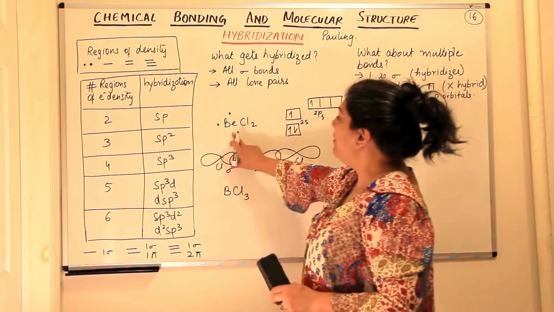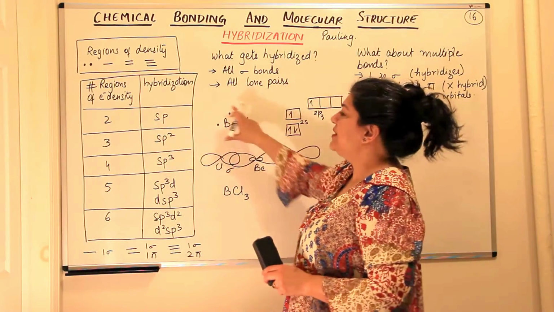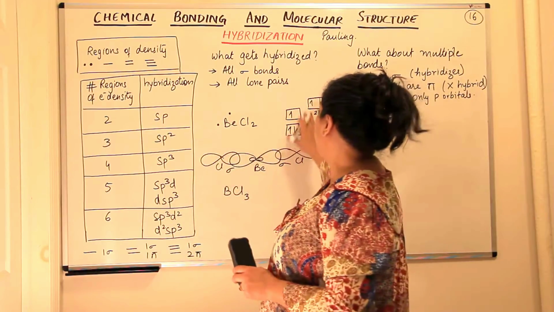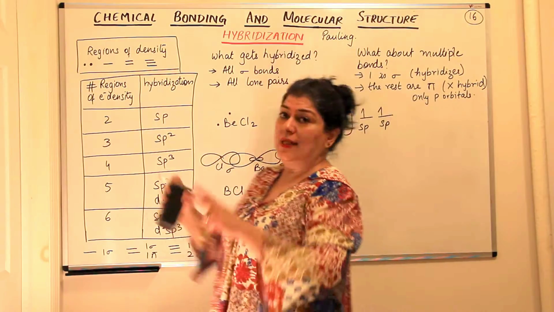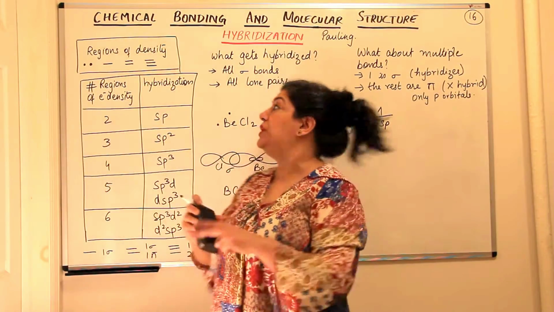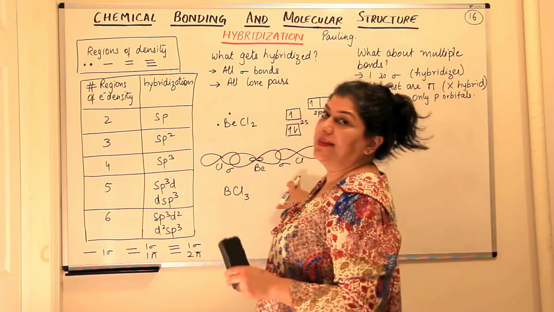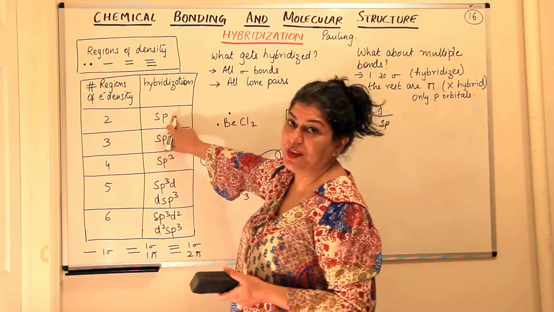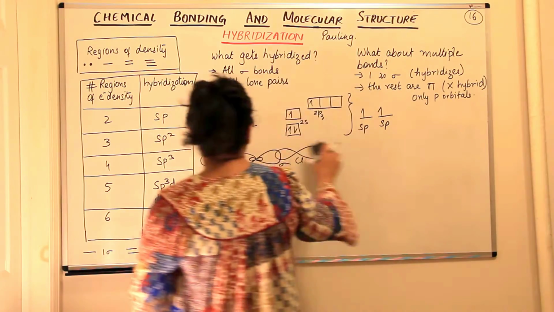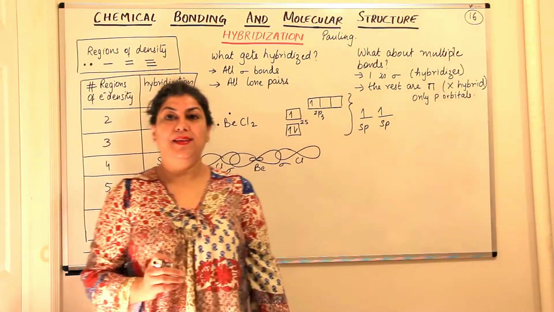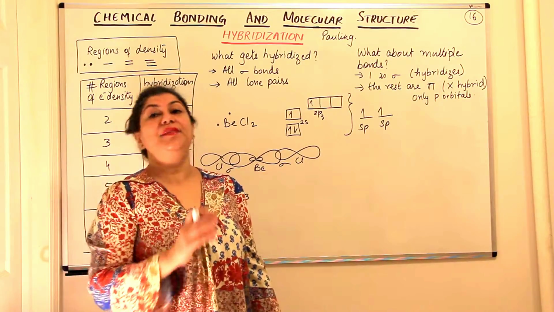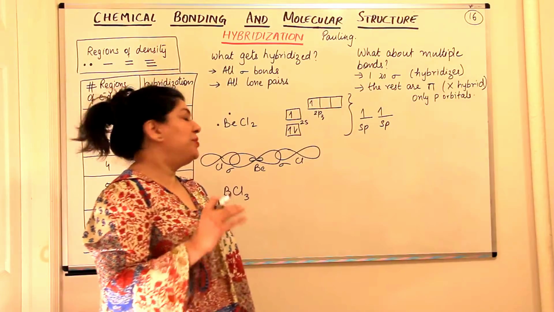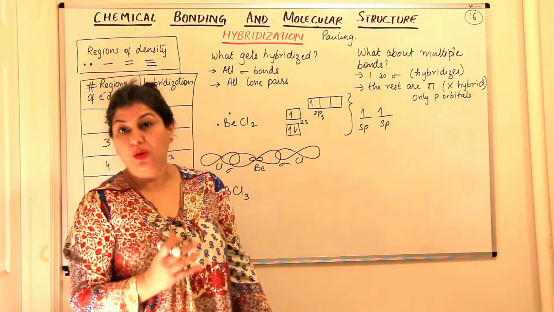So what did we do? We found the regions of density around the nucleus, and then we realized that since there are two bonds formed, there should be two sigma bonds around it, and since there are two sigma bonds, the hybridization is sp. And even this way you understand this. Now, boron is the fifth element. It has 5 electrons in all, and 3 of those 5 electrons are in the valence shell.